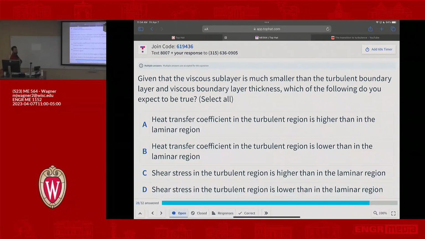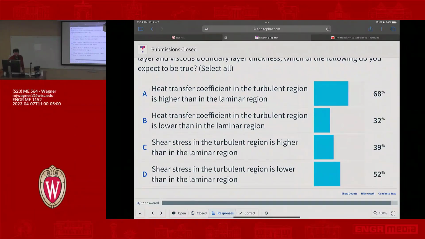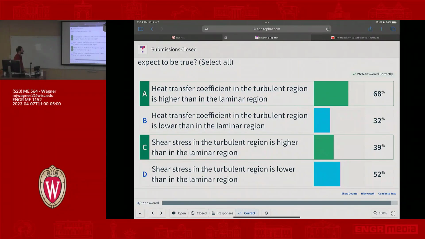Okay, we all set? All right, let's see what you said. You think the heat transfer coefficient in the turbulent region is higher, and some of you think the shear stress in the turbulent region is lower. So the right answers are A and C.